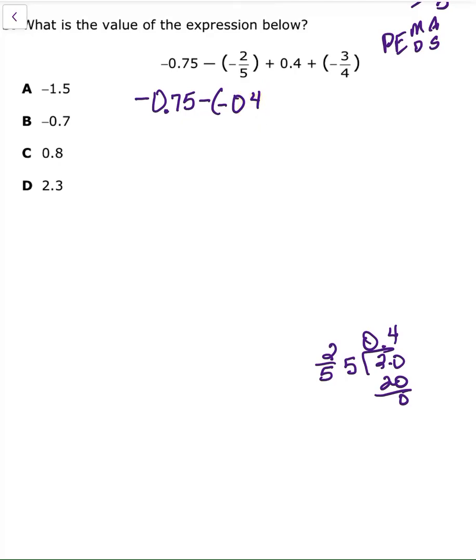I knew that was going to happen. Oh well, just put it back. All right, so plus 4/10.